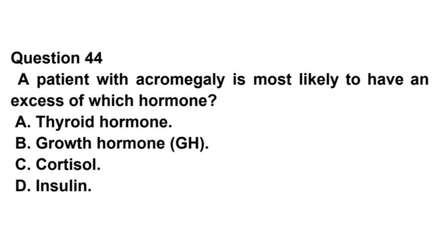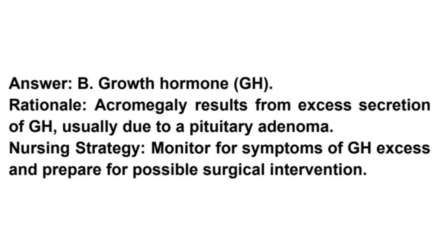Question 44. A patient with acromegaly is most likely to have an excess of which hormone? A. Thyroid hormone. B. Growth hormone, GH. C. Cortisol. D. Insulin. Answer: B. Growth hormone, GH. Rationale: acromegaly results from excess secretion of GH, usually due to a pituitary adenoma. Nursing strategy: monitor for symptoms of GH excess and prepare for possible surgical intervention.